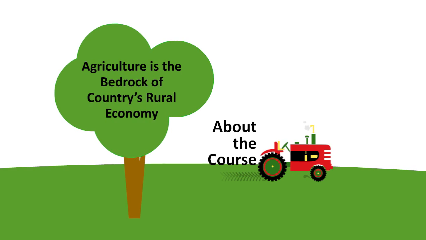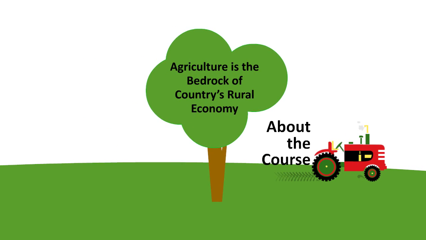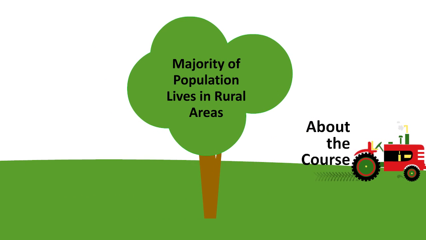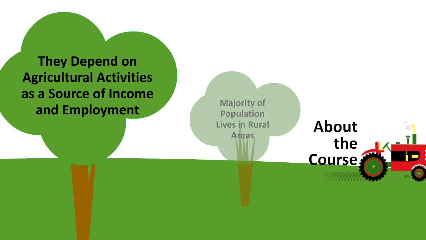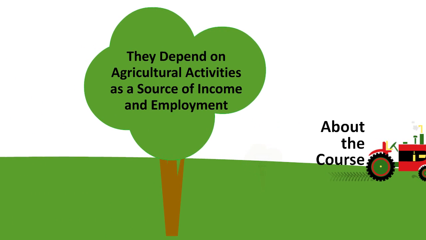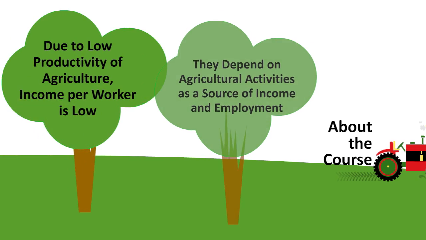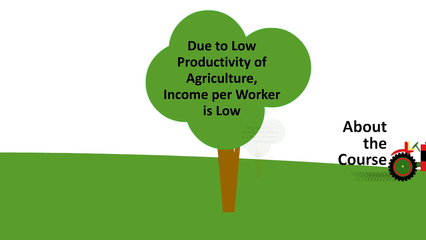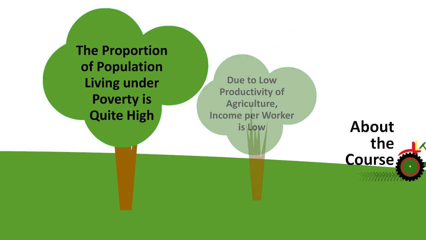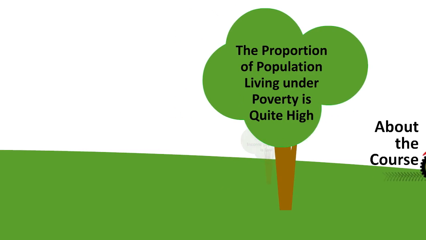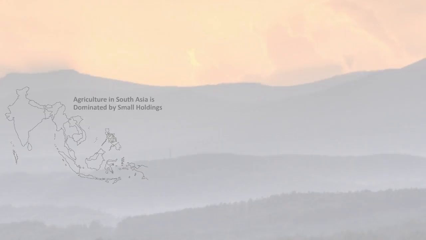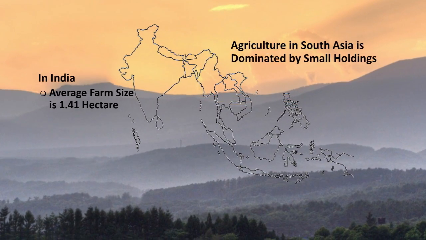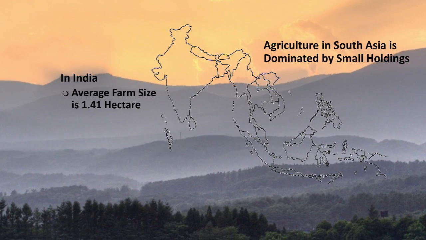Agriculture is the mainstay of the country's economy and is the bedrock of the rural economy. The majority of the population in South Asia lives in rural areas, depending on agricultural activities as their principal source of income and employment. Due to low productivity of agriculture, per worker income in agriculture is low. As a consequence, the proportion of population living under poverty is quite high. Agriculture in South Asia is dominated by small holdings. In India, the average farm size is 1.41 hectare.